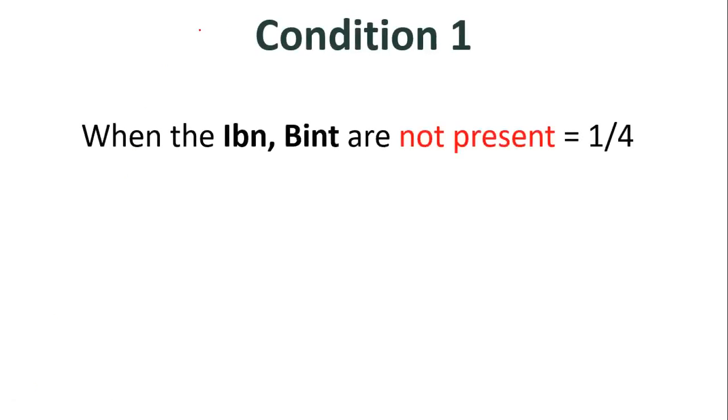Just some examples now. For condition number 1, the condition reads, when the Ibn Bint are not present. And by now we know that when we say Ibn, we mean Ibn al-Ibn, so on and so forth, Bint al-Ibn, so on and so forth. So when they are not present, the Zawjah receives 1/4 of the inheritance. In this example, we can see that there is no Ibn here, there is no Bint here. So very straightforward, we will write 1/4 underneath the Zawjah. We've also covered Akhli Ummin, and we should know that the Akhli Ummin over here receives 1/6.